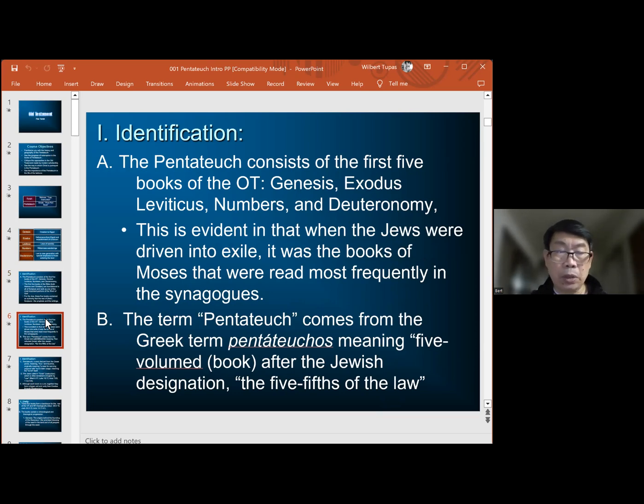Pentateuch came from the Greek word Pentateuch, meaning 5 books or 5 volumes, after the Jewish designation, the 5/5 of the law. So penta means 5 and teuchos means a case for carrying papyrus rolls, or sometimes they call that scroll. So the division of this writing into 5 separate books. Before it was just one scroll containing all the words that would be carried by a person. But now it's already 5 separate books.